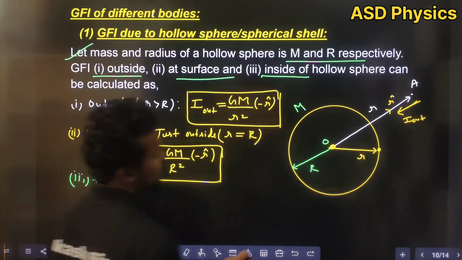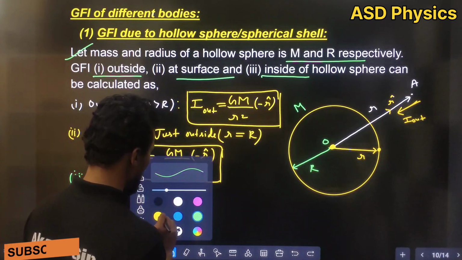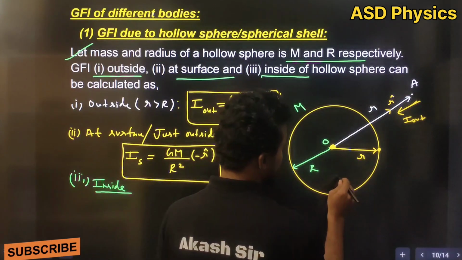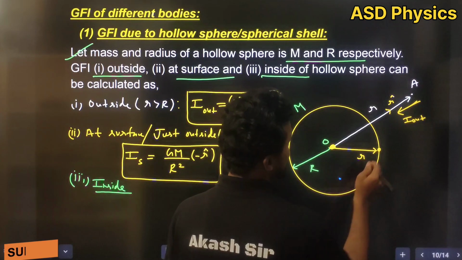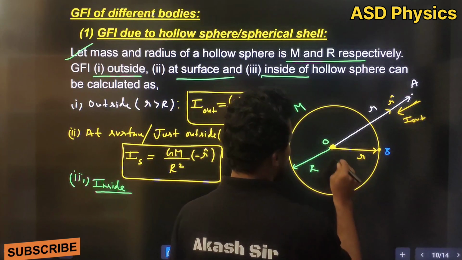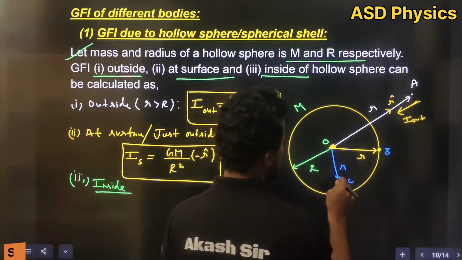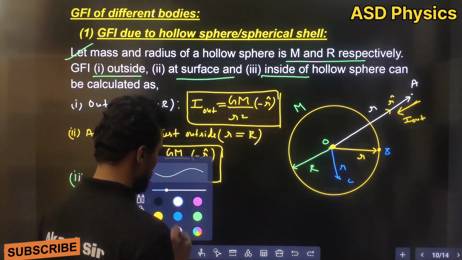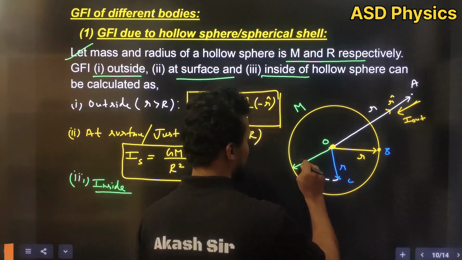Inside, students, please see here. I have taken some other point here. Let's take this as point A, this as point B, this as point C. And how much is this distance here? This distance is smaller here. Now through this point R, I will take a sphere like this.